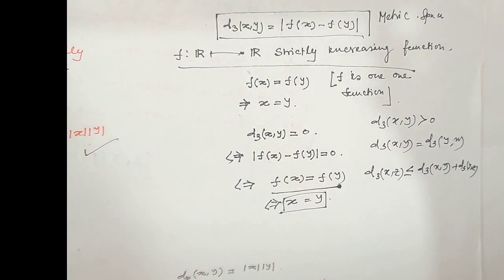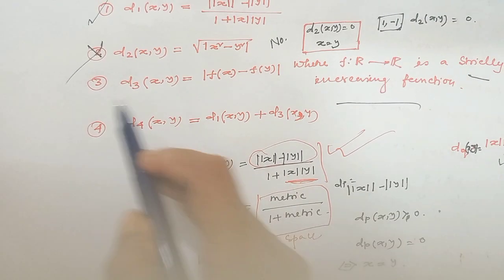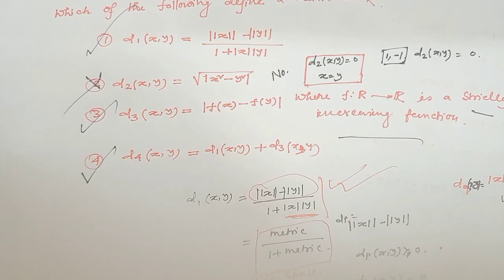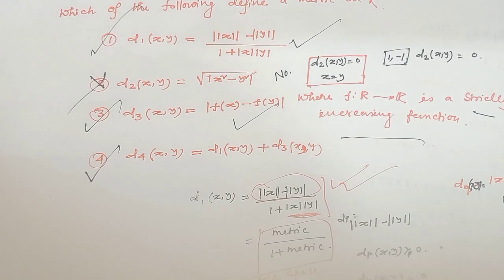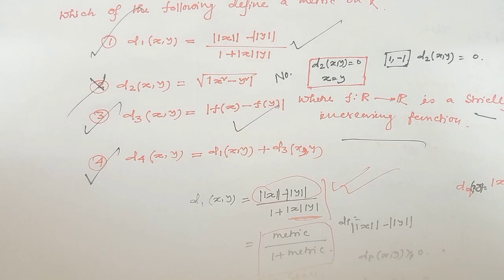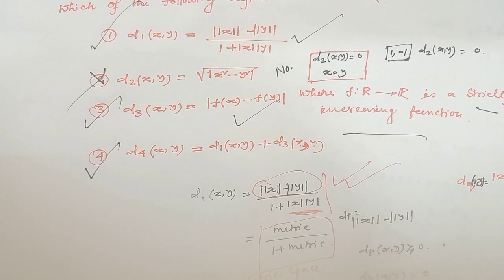Fourth, d4(x,y) = d1(x,y) + d3(x,y). This is also a metric space, because I have seen this is a metric space, and this is a metric space, and all of us know the sum of two metric spaces is always a metric space. So option 4 is also a metric space.